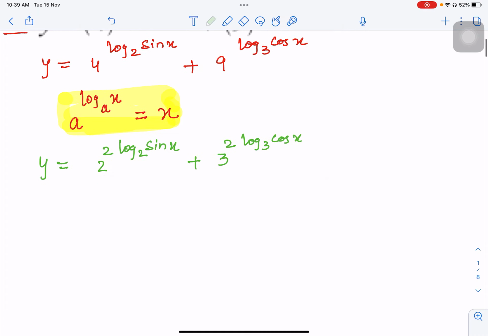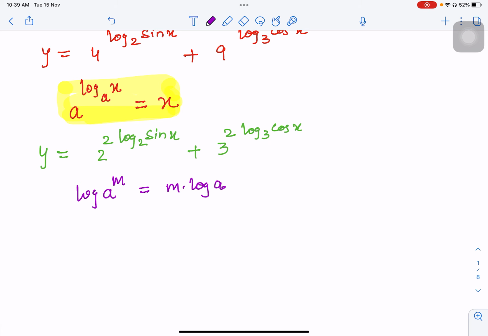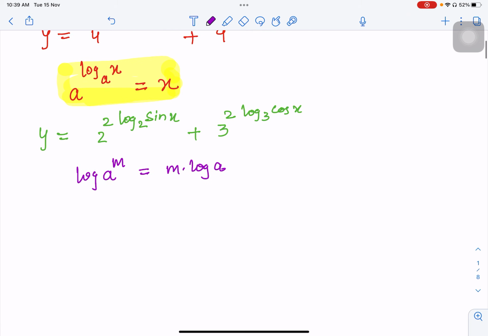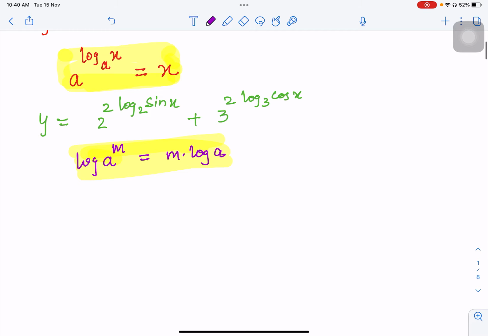Correct? We know a property of log, which says that if we have log a raised to m, it is same as m times log a. So if this m is on this side, it can come into the power. So that property we will use. This is again a very important property of log. If we use this property, what do we get?